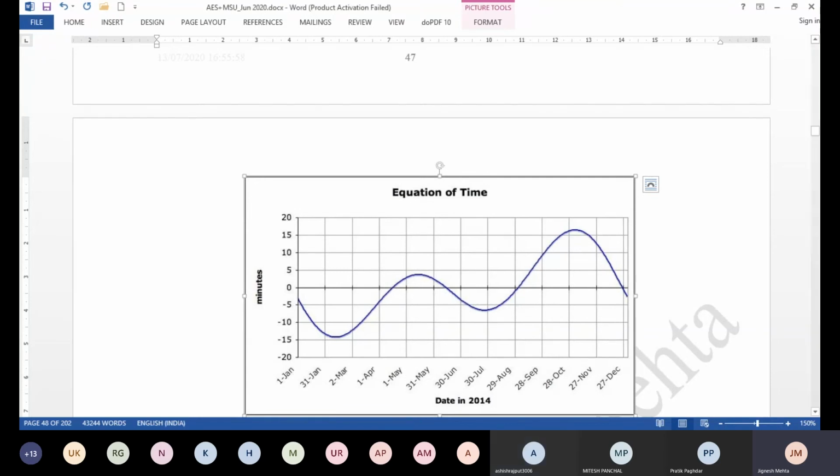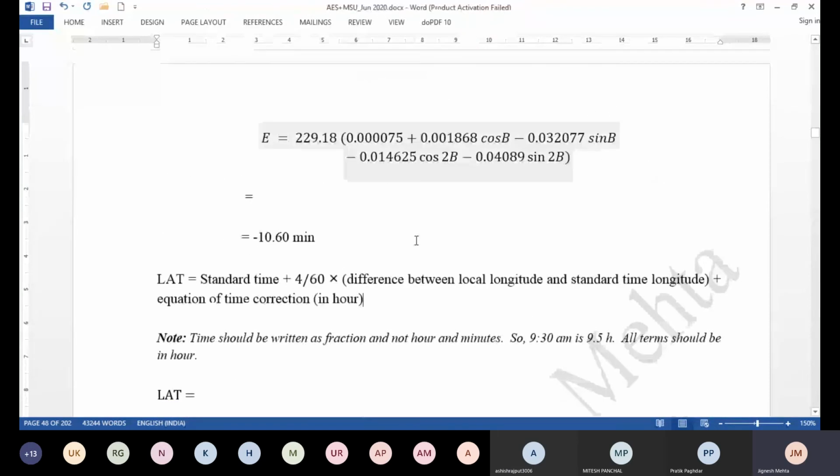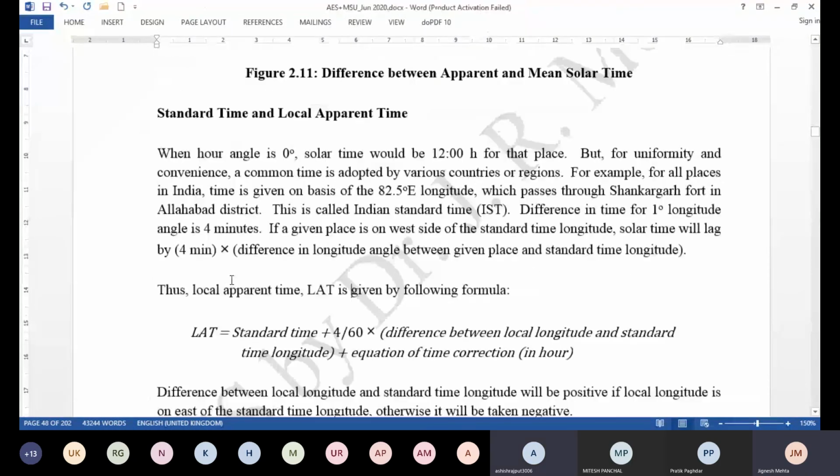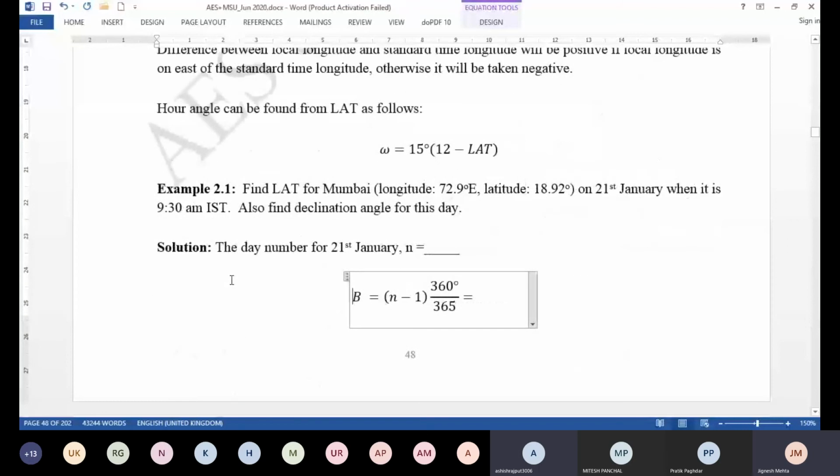So that's the equation of time correction that you get. Now that is to be used in this formula. LAT, local apparent time, is equal to standard time plus 4 by 60 times the difference between local longitude and standard time longitude, plus equation of time correction in hours. So what is the standard time? Standard time is 9.